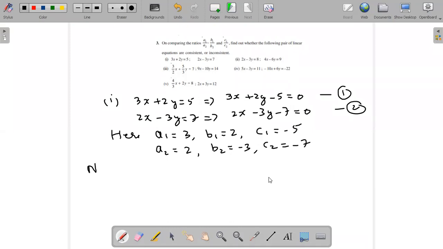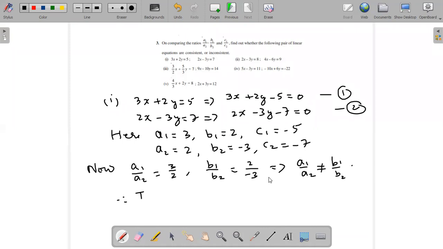Okay. Now check A1 upon A2. A1 upon A2 is equal to 3 by 2. And find B1 upon B2. B1 upon B2 is equal to 2 by minus 3. They are not equal, which shows that A1 upon A2 is not equal to B1 upon B2. That means these are intersecting lines. The graph is intersecting lines and it has a unique solution. That means this is a consistent system of equations.